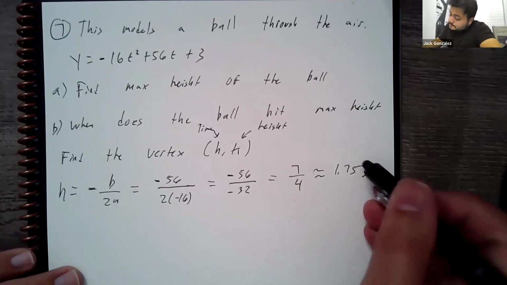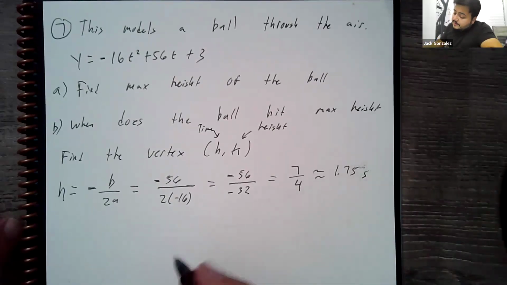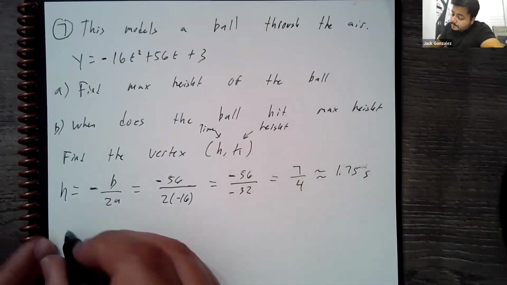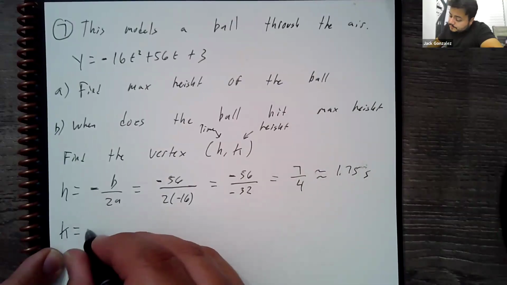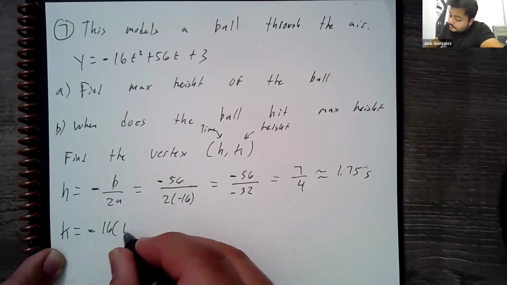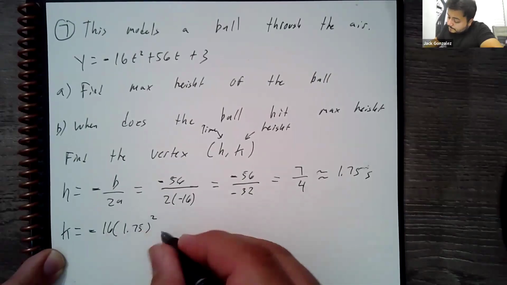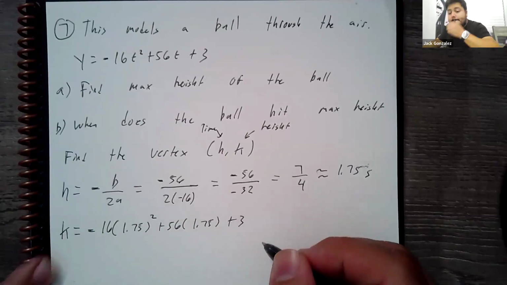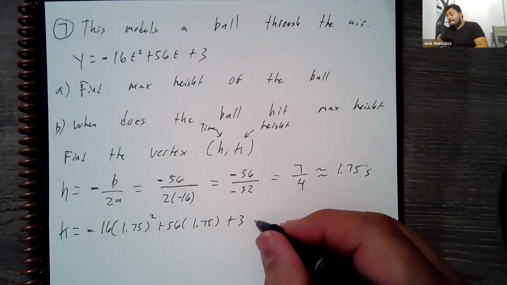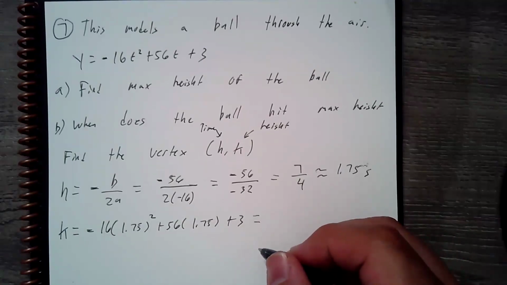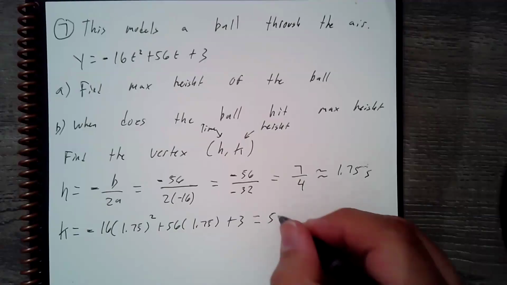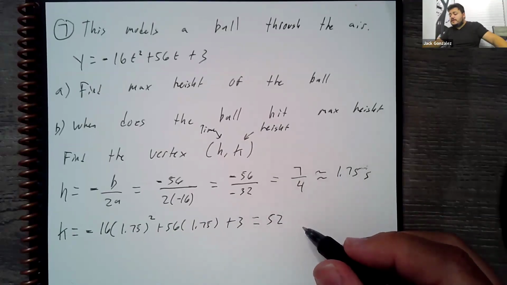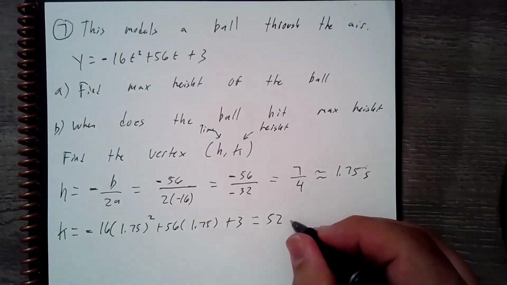Now, plug that time in to find your height when it happens. So K would be the function at 1.75: negative 16 times 1.75 squared plus 56 times 1.75 plus 3. That's 52. Was it in meters? I forgot. I think it was feet. Feet.